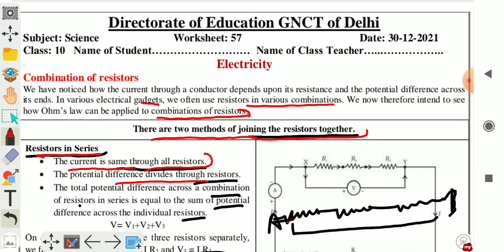If the resistors are joined in this manner, and this is A and B, this manner is called resistors combined in series. The total potential difference across the combination of resistors in series is equal to the sum of the potential differences across the individual resistors. So V equals V1 plus V2 plus V3.